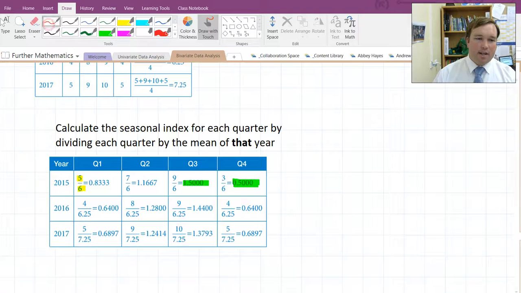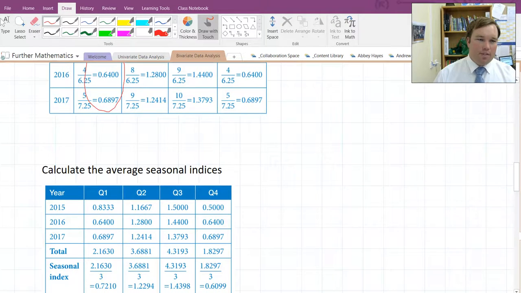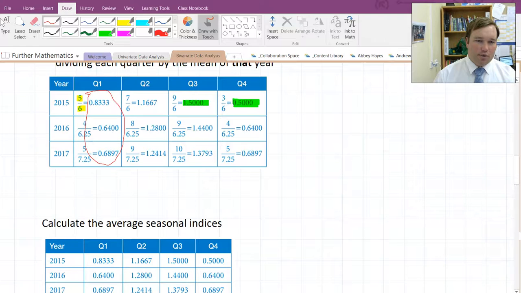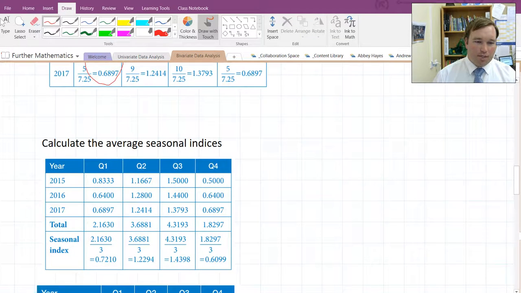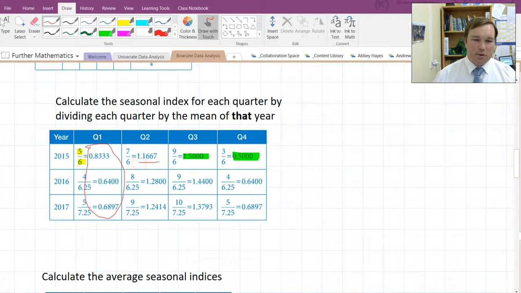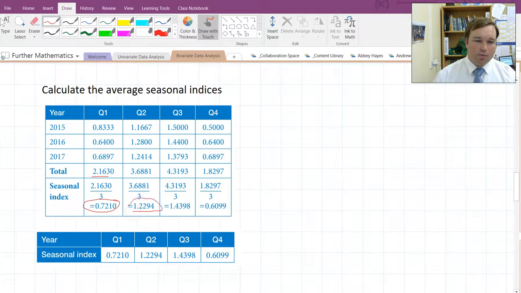Now what this gives us is seasonal indices for each quarter in each year. See those three there? What we do now to find the seasonal index for quarter 1 is average them. So the seasonal index for quarter 1 is 0.83, 0.64, 0.68, total together divided by 3. That is the seasonal index for quarter 1. So on with the others. We find the indices for each second quarter, average them to find the overall, and so on. And what this shows is that quarter 1 is typically lower, quarter 2 is typically higher than the average.